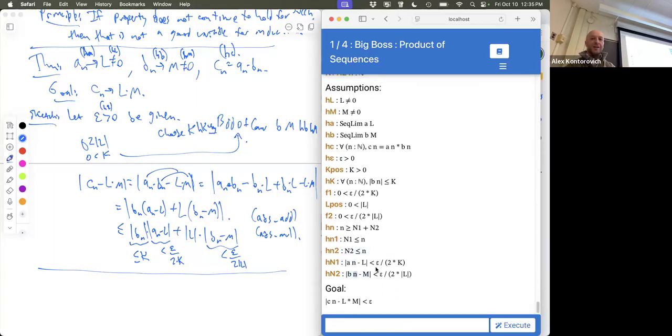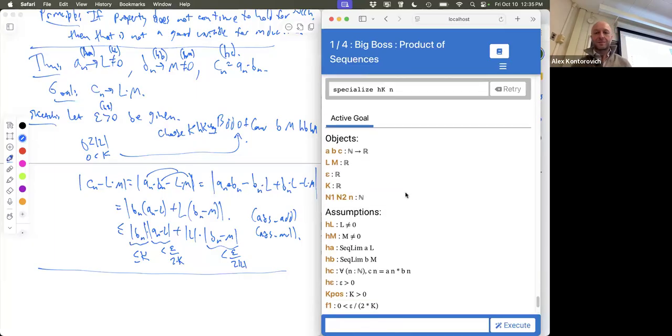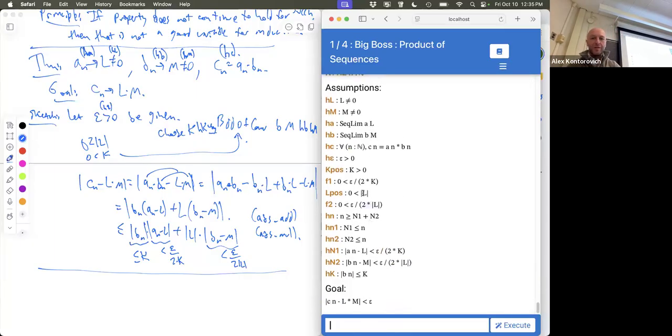We are sitting on this pair of inequalities together with the inequality. Let's get the inequality that not just for all n, but for this value of n. So let's specialize HK to n. So now I think we have everything. We have the positivity of L. That's right there. We have that Bn is bounded by K. We have that An minus L is bounded by this. We have that that's bounded by that. Beautiful. We just have to turn Cn minus L times M into An times Bn.